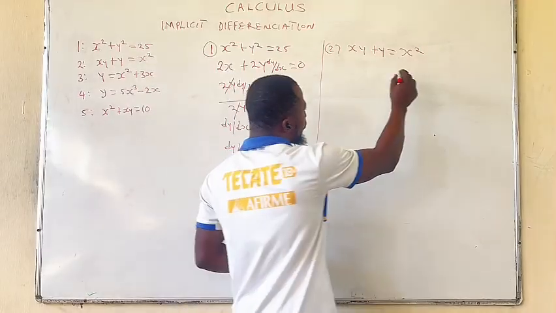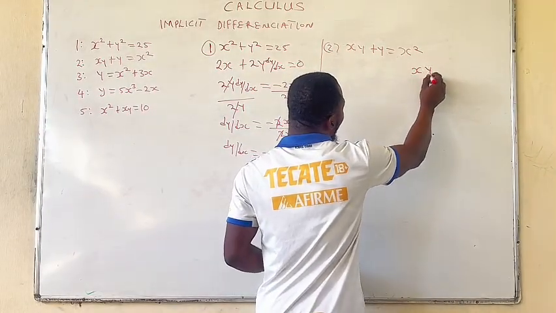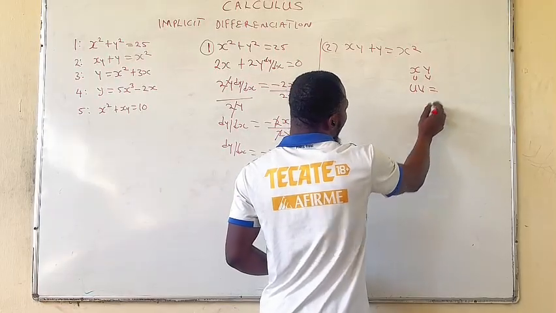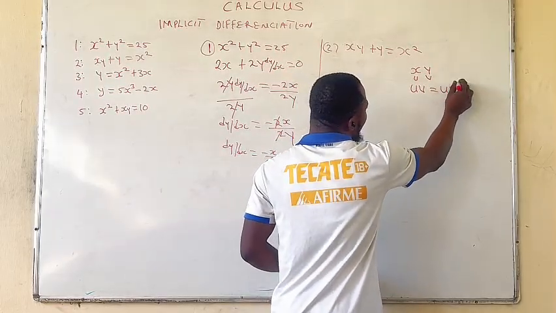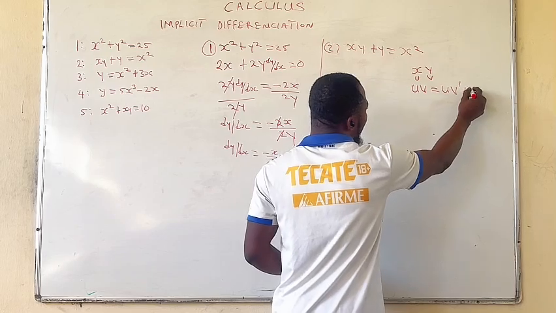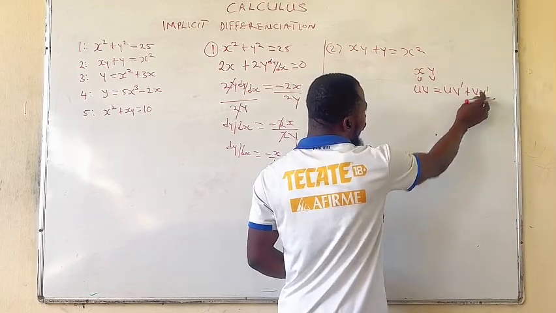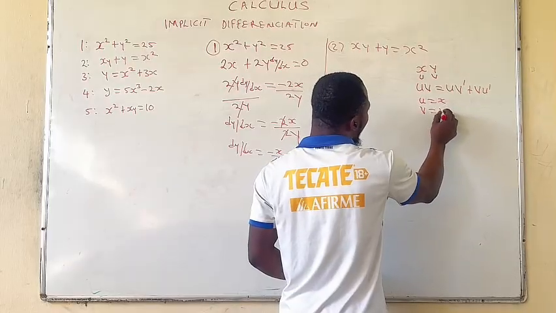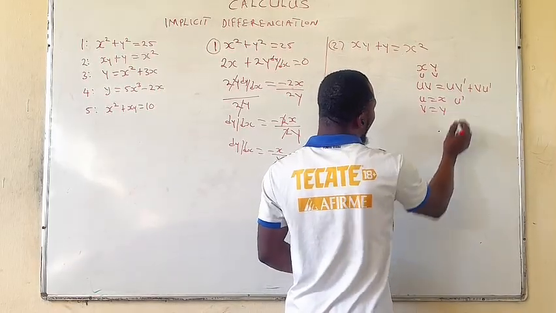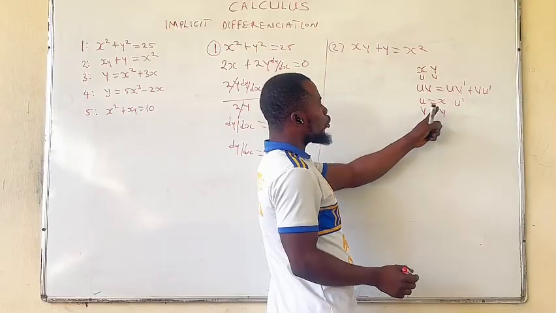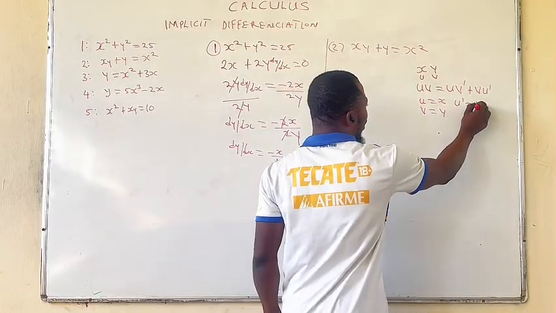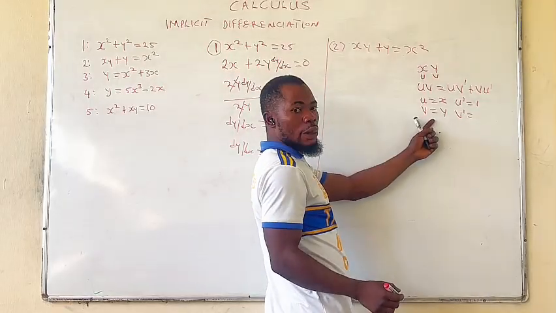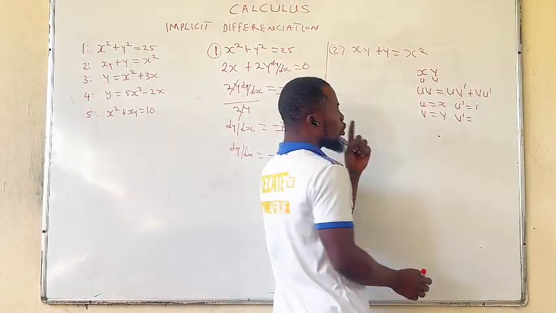And how do we do it? If you're having xy, this is our u and this is our v. And if you're having uv, the derivative will be u v prime, that is the derivative of v, plus v u prime, that is the derivative of u. Our u is x and our v is y. Then our u prime, if you differentiate x, we'll have 1. The same thing, our v prime, if you differentiate y, you'll have 1.